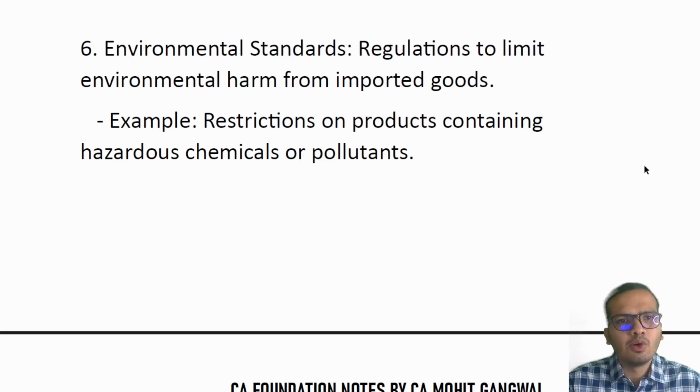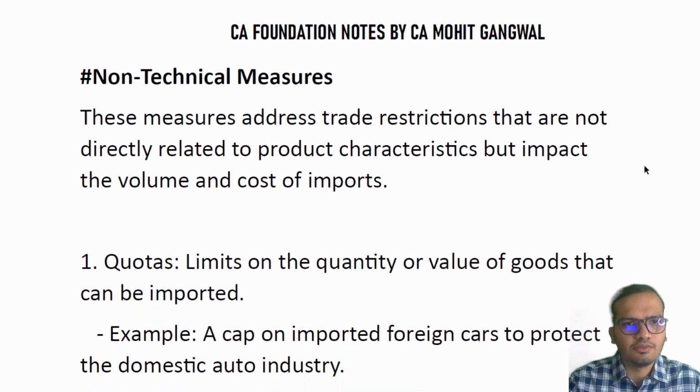Then comes environmental standards. So regulations to limit environmental harm from imported goods. Example, restrictions on products containing hazardous chemical or pollutants. Then comes non-technical measures. So these measures address trade restrictions that are not directly related to product characteristics but impact the volume and cost of import.